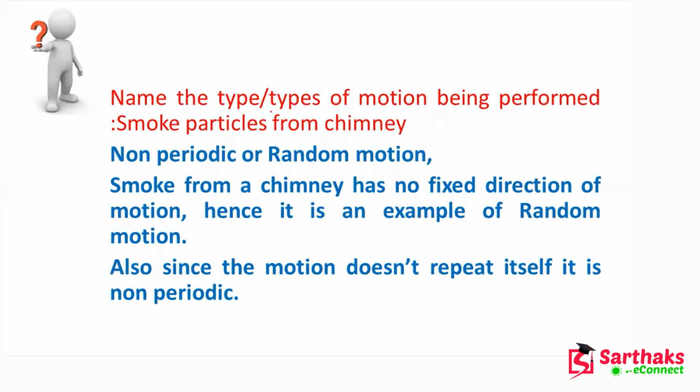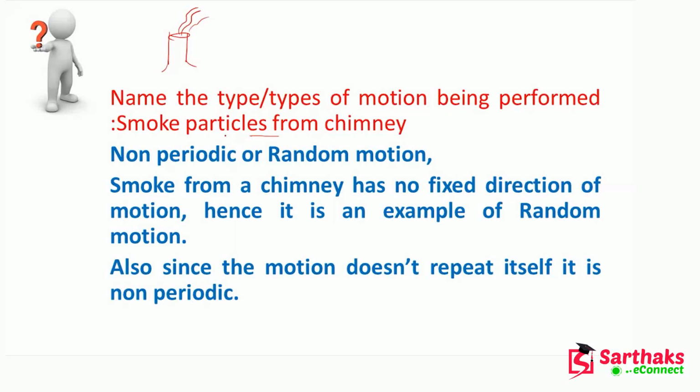Next, name the type or types of the motion being performed. Smoke particle from chimney. Fine. So this is our chimney. Suppose this is our chimney and smoke particle is flowing away. So smoke particle, it has no fixed direction. Hence, it is random motion.